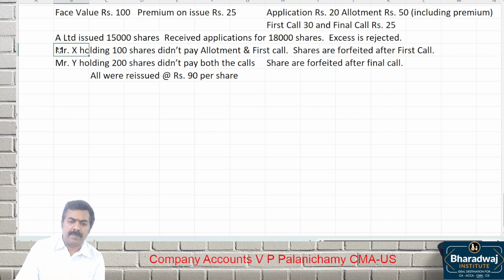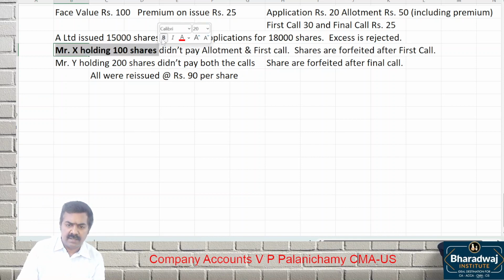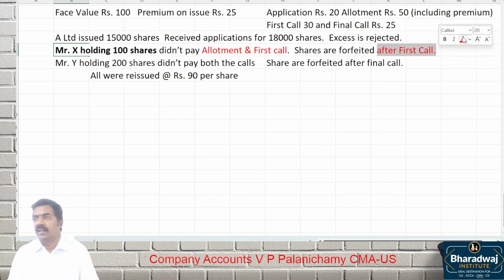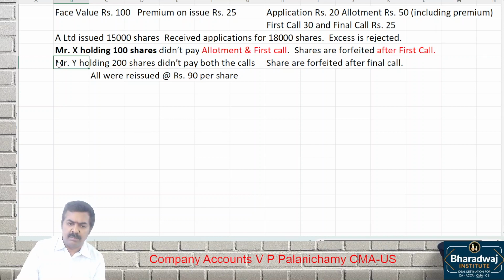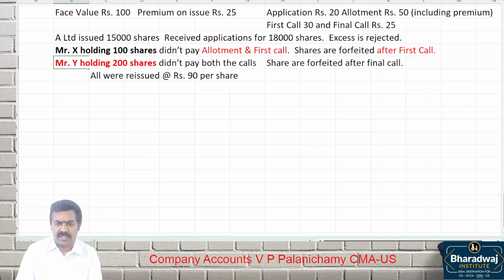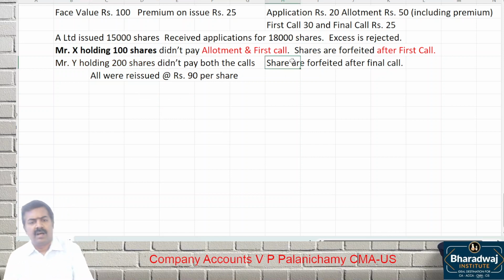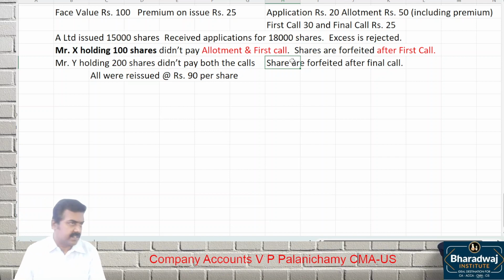There are two people who are not paying money. Who's not paying money? X holding 100 shares did not pay which money? Allotment money and first call, and shares are forfeited after first call itself. Before even making the final call, shares are forfeited. Mr. Y holding how many shares? 200 shares did not pay both the calls, and the shares are forfeited after which one? Final call. All were reissued at 90. There are two forfeitures. X shares are cancelled, then what? Y shares are cancelled.